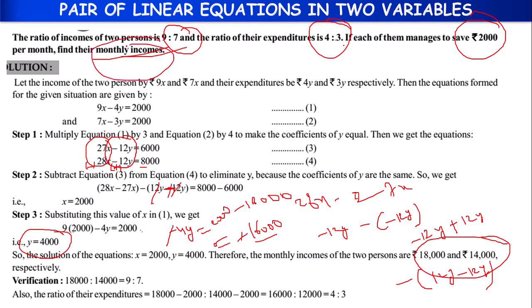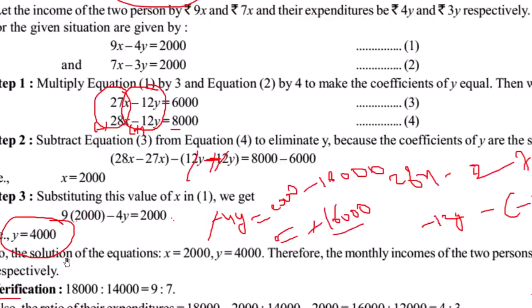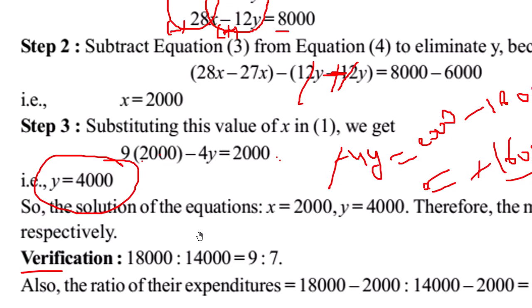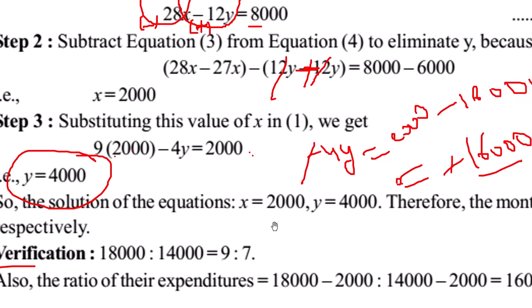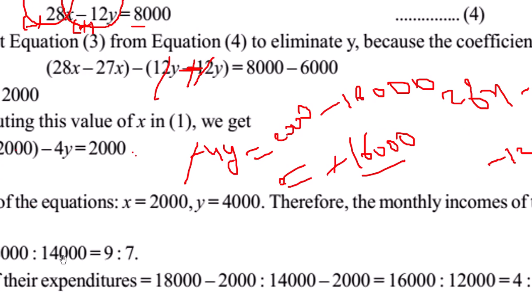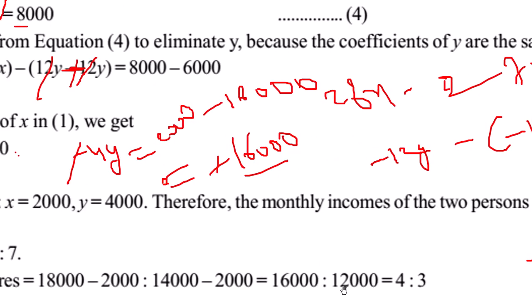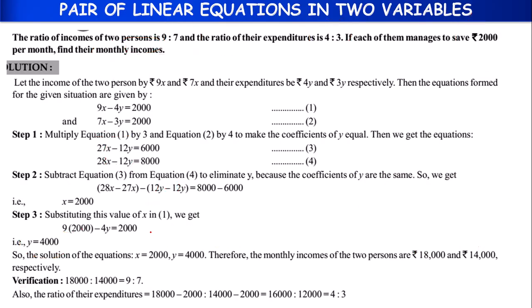But they have asked about incomes. So 18,000, 14,000. In verification, if we take the ratio of them, 3 zeros get cancelled, 2 9 times, 2 7 times, 9:7. And for the ratio of expenditures, income 18,000, 14,000, minus savings 2,000, 2,000, the expenditures will be 16,000, 12,000, which is equal to 4:3. So the solutions are verified.